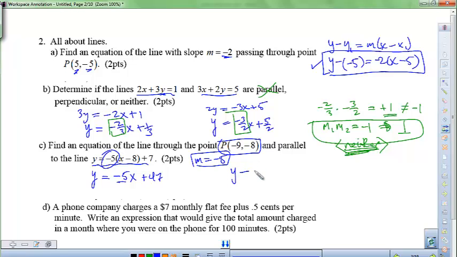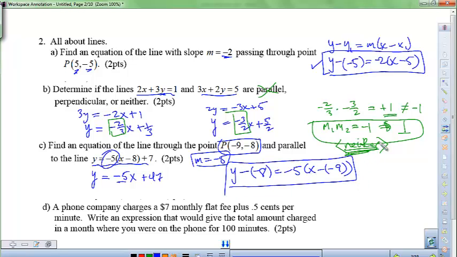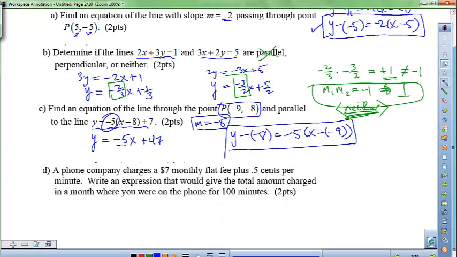y minus y1, that's -8, is equal to -5, that's m, times (x minus x1), and x1 is -9. So again, I'd be happy with this answer, or you can write it into y equals mx plus b if you want. Let's be done with that one.